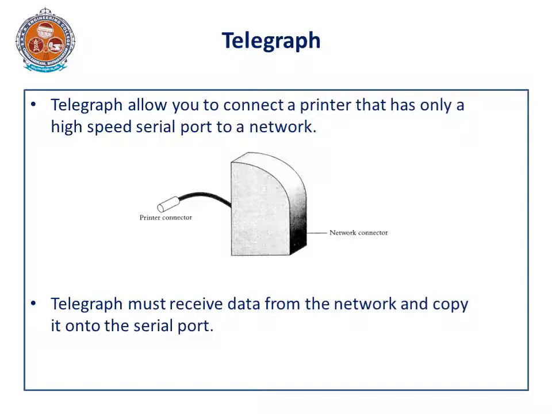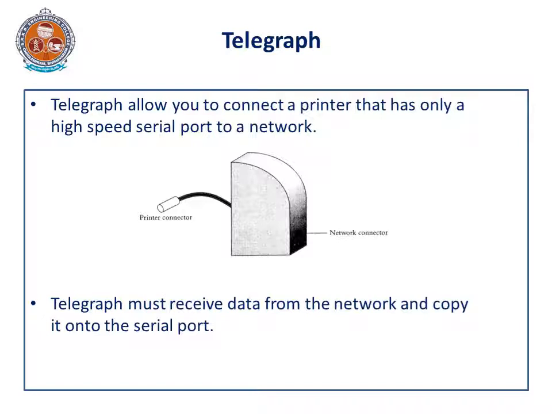Here we can see the diagram of the telegraph. The telegraph must receive data from the network and copy it onto the serial port, and it does the following functions. On the network, data sometimes arrives out of order, sometimes is lost, or arrives twice. Then it must sort out those errors and provide a clean data stream to the printer.